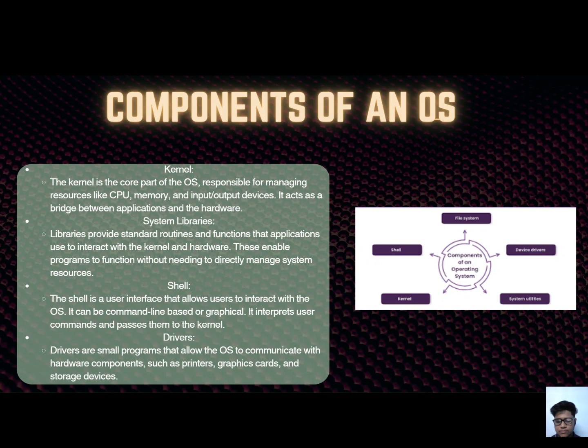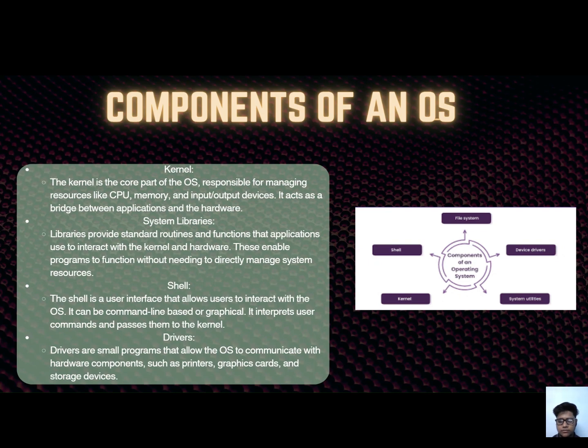Let's understand system libraries. These are collections of functions that provide common services for application software. For example, a system library might include functions for reading, writing, or file interaction with the operating system itself. Now let's understand the shell. The shell is the interface through which the user interacts with the operating system. This could be a CLI, that is, command line interface, where the user types commands, or a GUI, that is, graphical user interface, where the user clicks on icons to perform tasks.